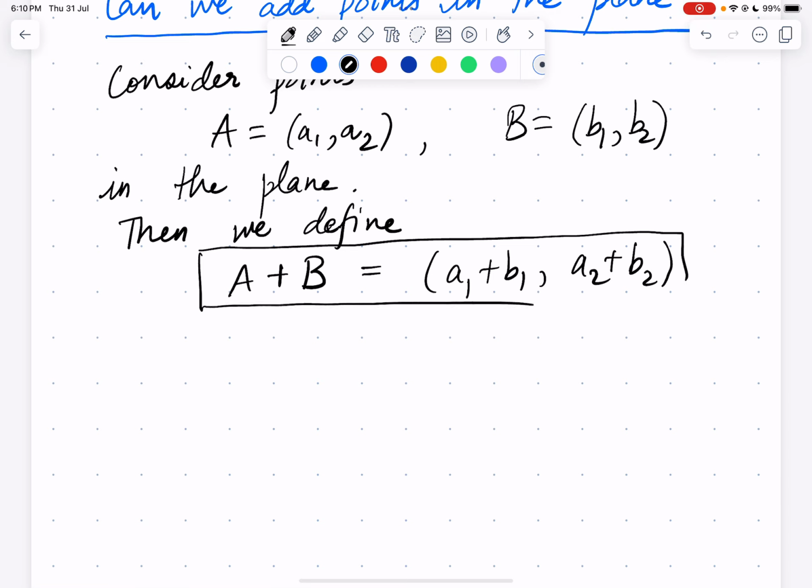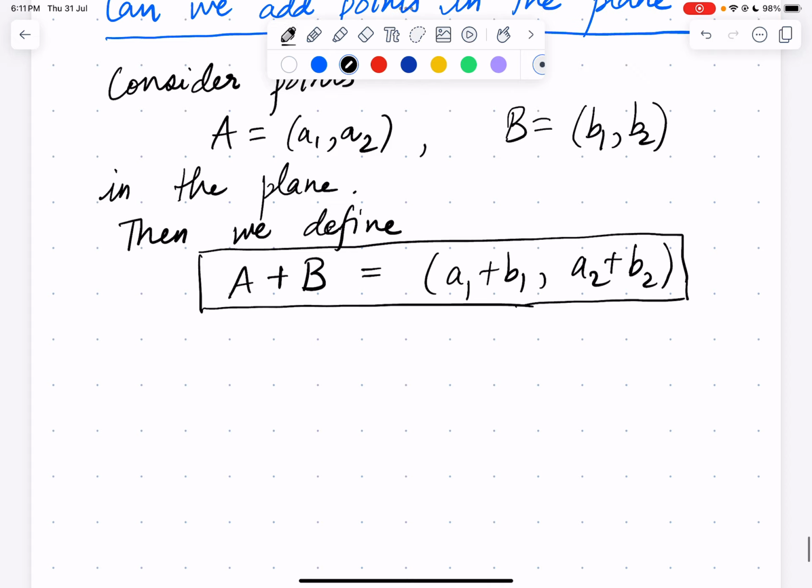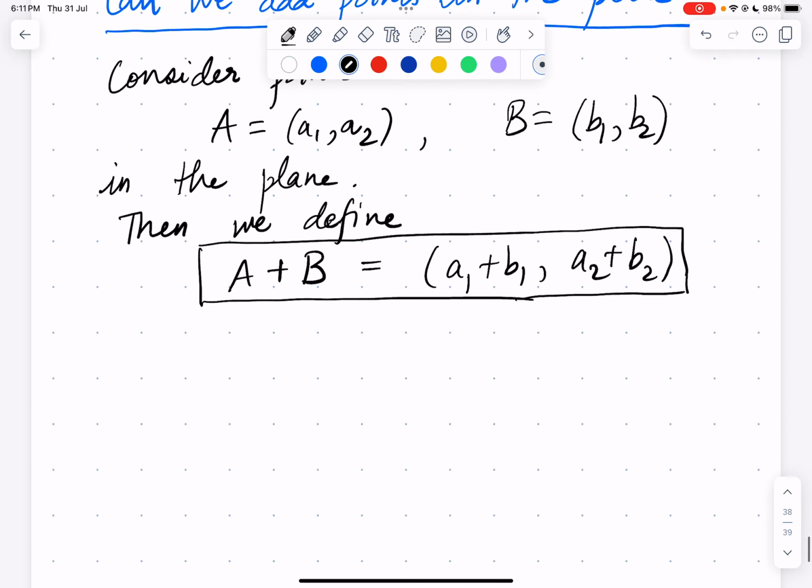We just add coordinate wise. So the first coordinate of a plus the first coordinate of b will give the first coordinate of a plus b, and so on. A plus b is just a1 plus b1 and comma a2 plus b2, this point. So we can add points this way.